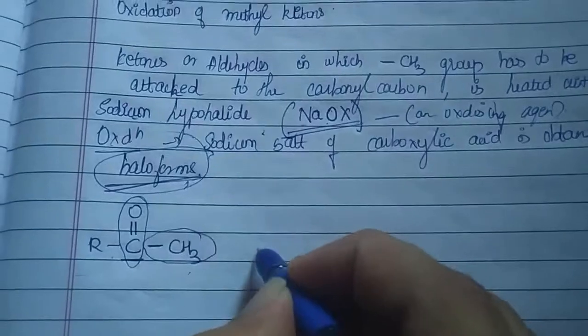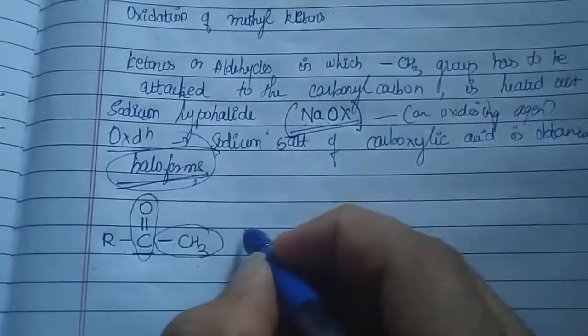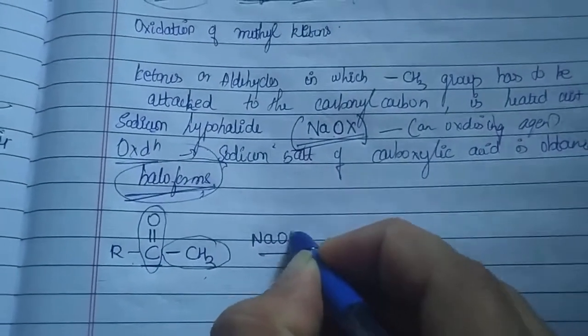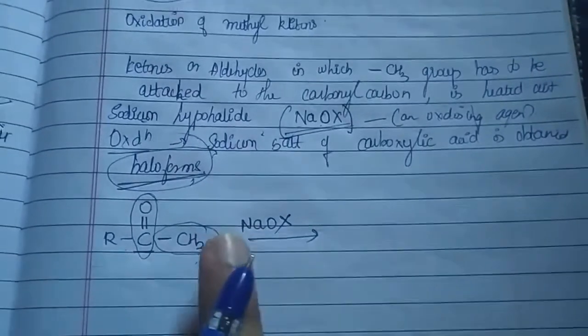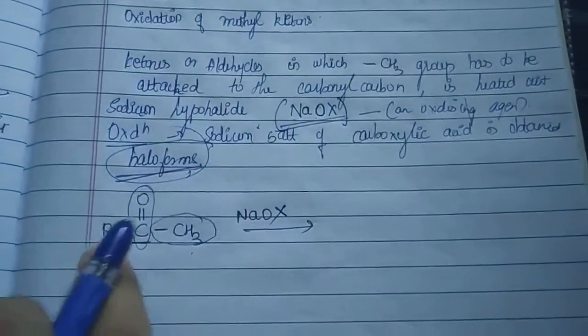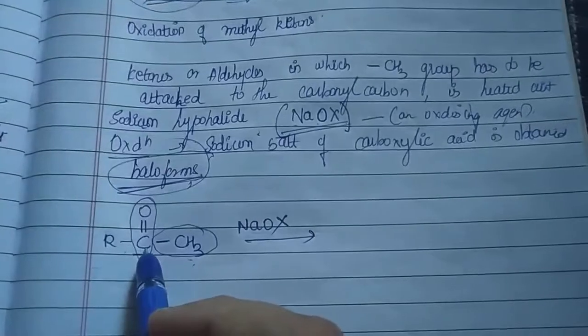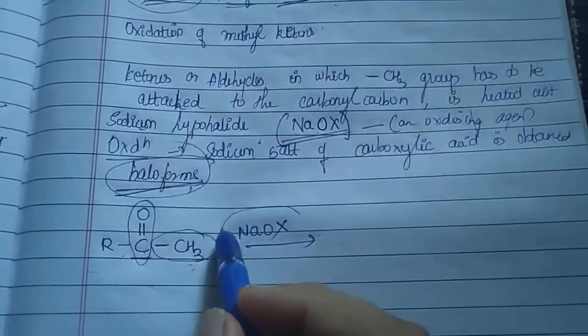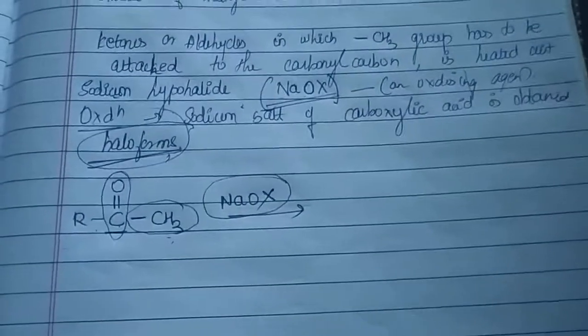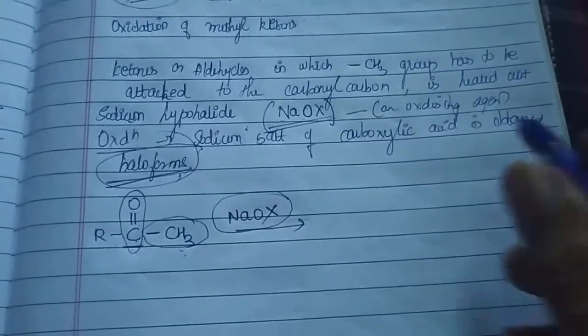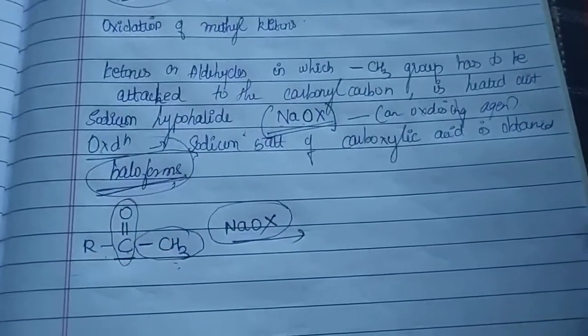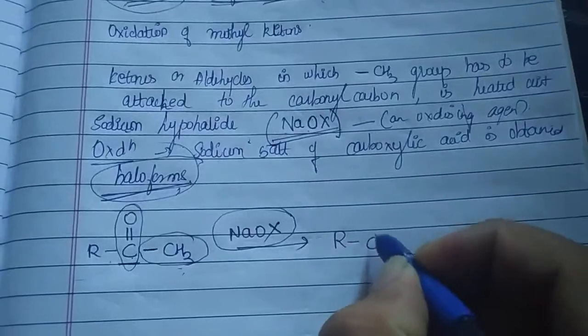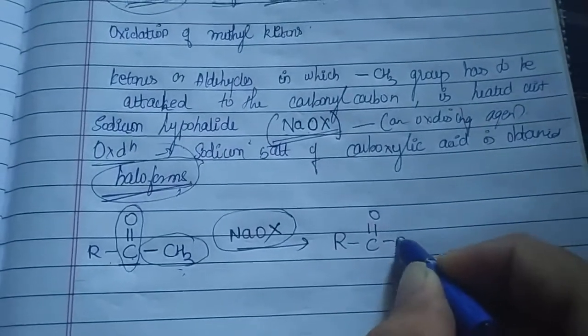So when such compounds are treated with, for example, NaOX, what they have said is that whenever aldehydes or ketones having a methyl group attached to the carbonyl carbon are heated with sodium hypohalides, oxidation takes place to give you what? Sodium salt of a carboxylic acid.